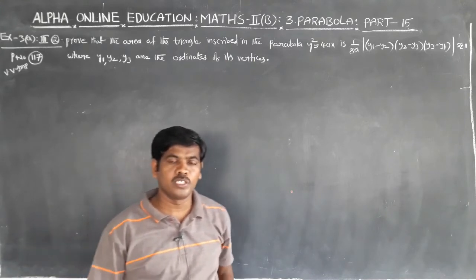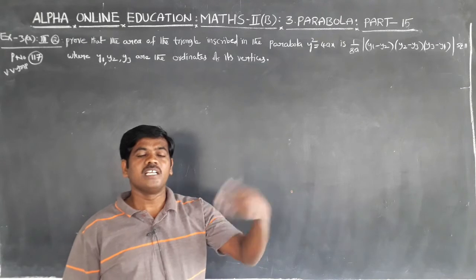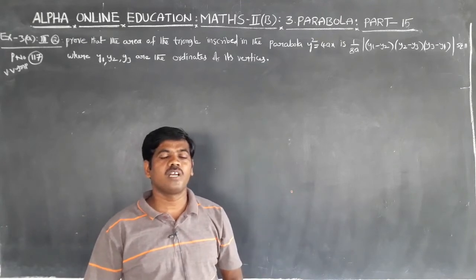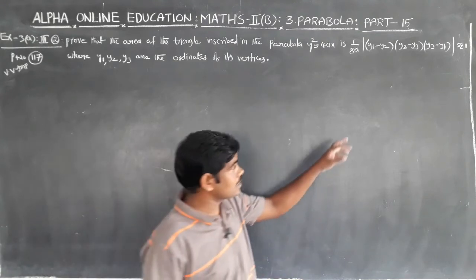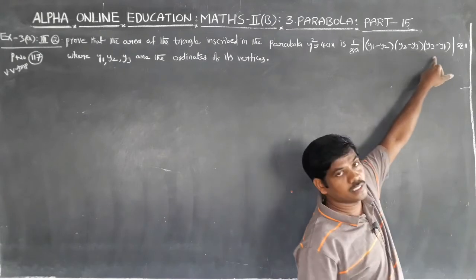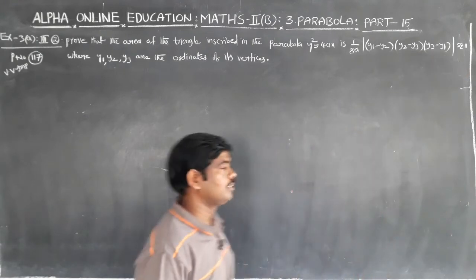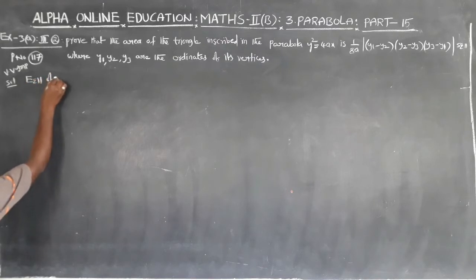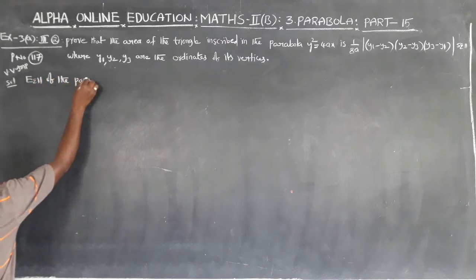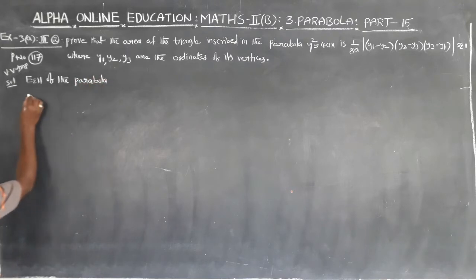Here we prove that the area of the triangle inscribed in the parabola y square is equal to 4ax is 1 by 8a mod of (y1 minus y2) into (y2 minus y3) into (y3 minus y1). Here, given the equation of the parabola: the equation of the parabola is y square is equal to 4ax.